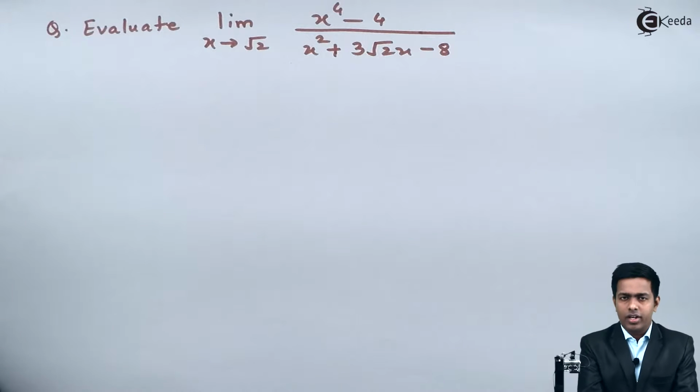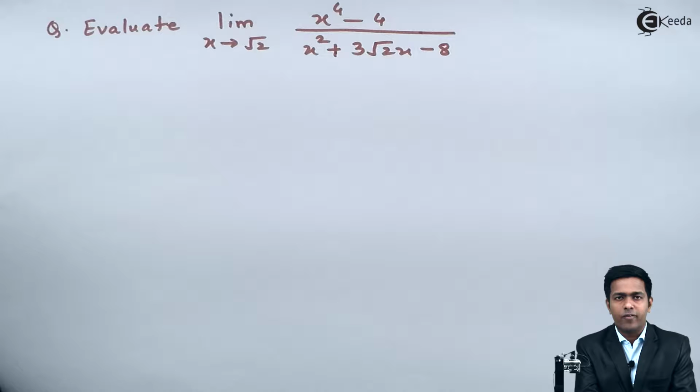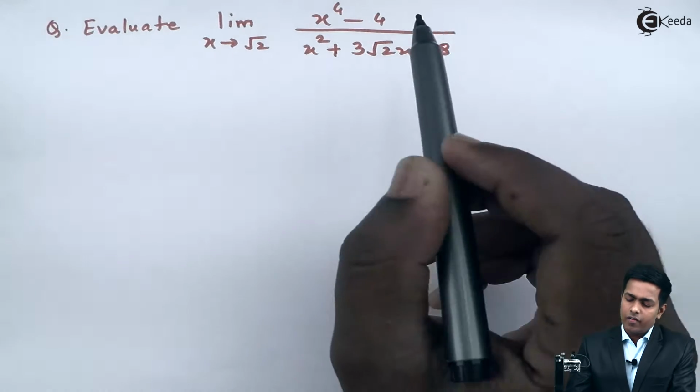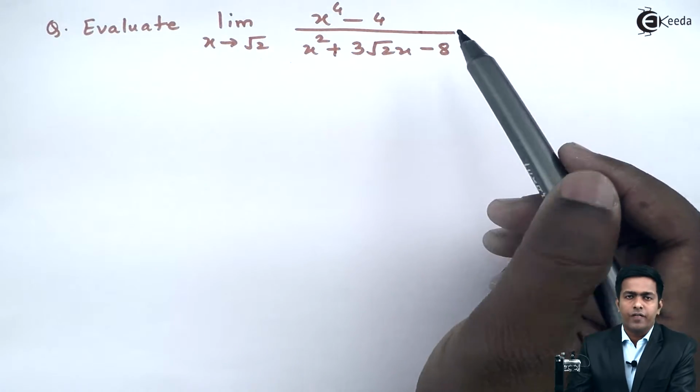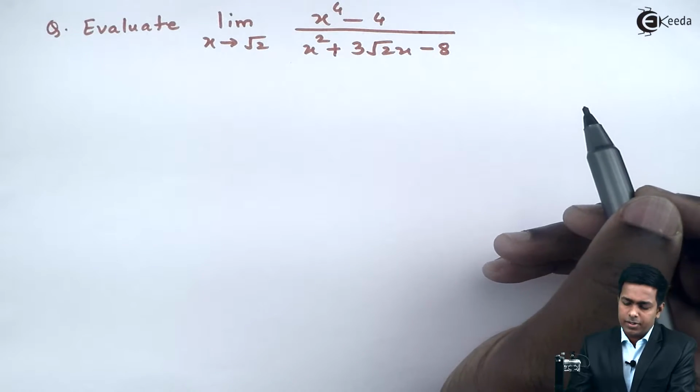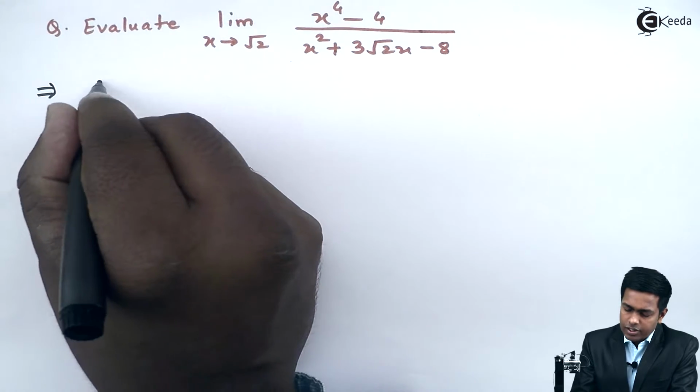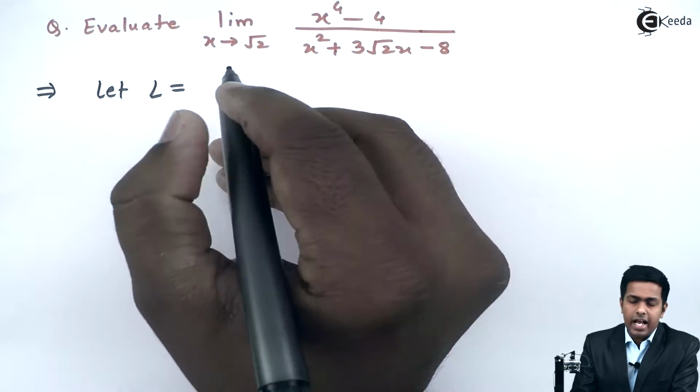Hello everyone. So here in this problem we have to evaluate limit x tends to root 2 of (x raised to 4 minus 4) whole upon (x square plus 3 root 2 x minus 8). Now before finding the solution, let's observe the given question. So here in the question we have an algebraic term, and whenever we have an algebraic function we always start with the direct method. So here first of all I'll consider this given limit as L.